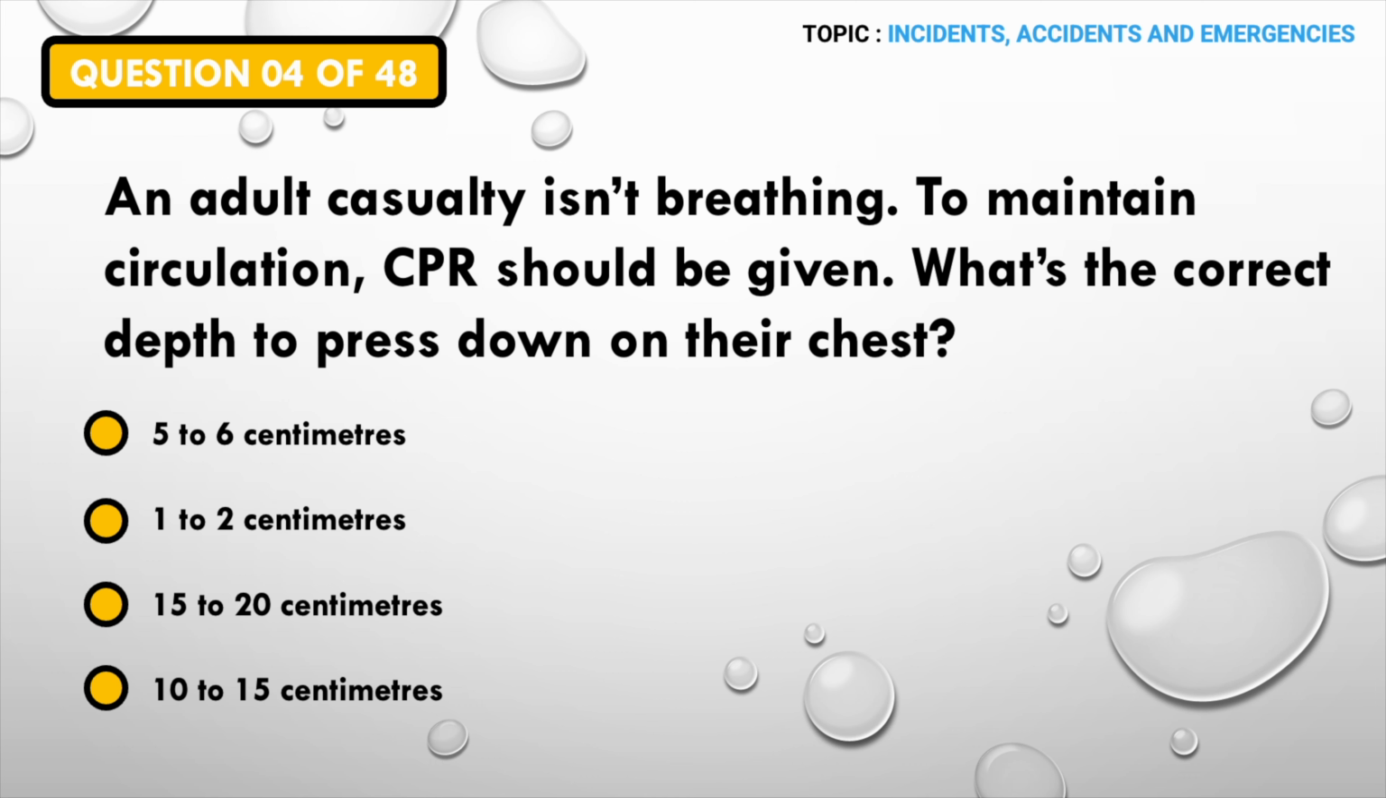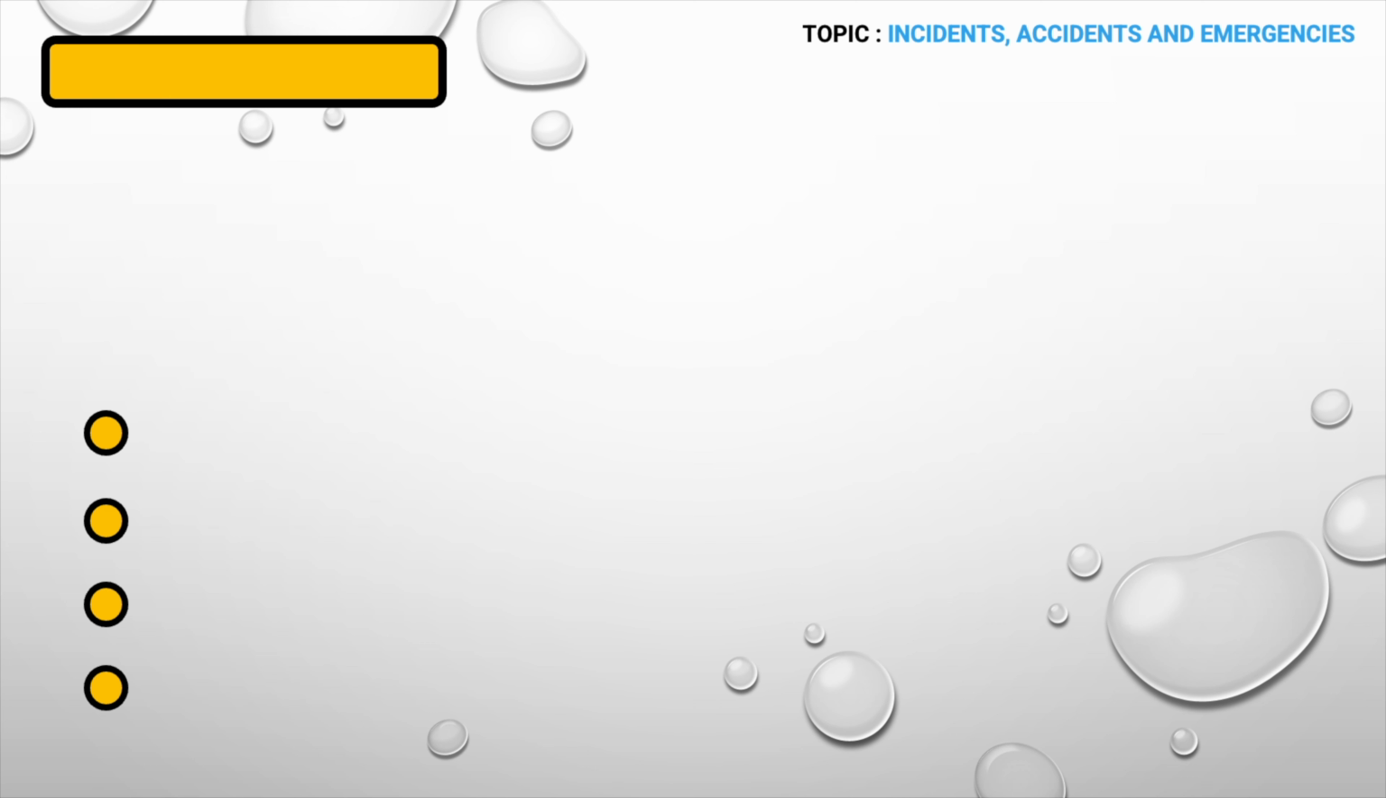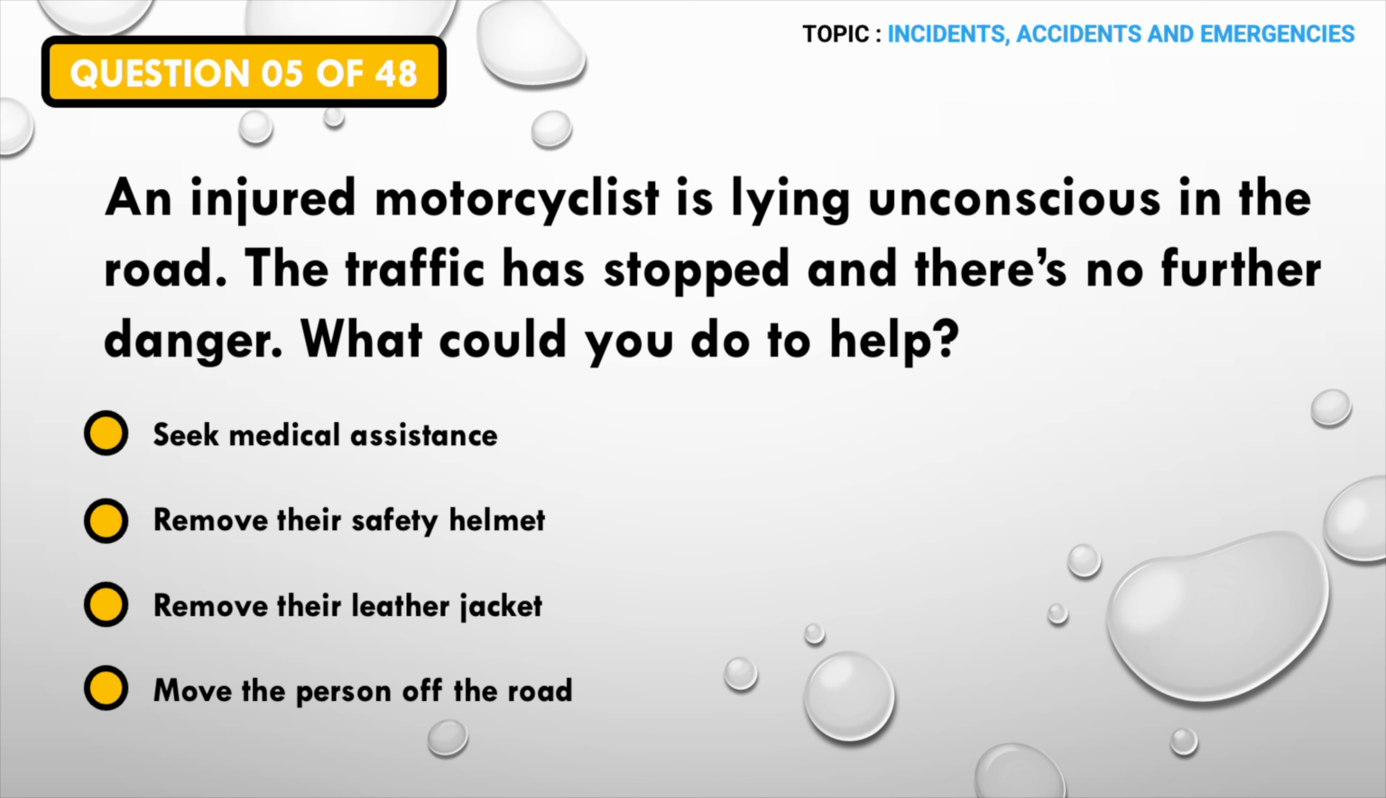An adult casualty isn't breathing. To maintain circulation, CPR should be given. What's the correct depth to press down on their chest? 5 to 6 centimeters. 1 to 2 centimeters. 15 to 20 centimeters. 10 to 15 centimeters. 5 to 6 centimeters.